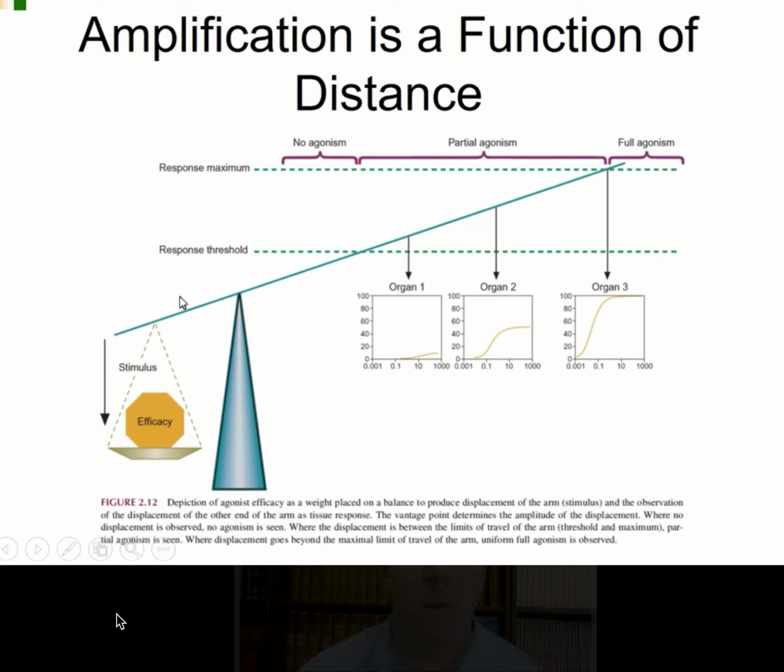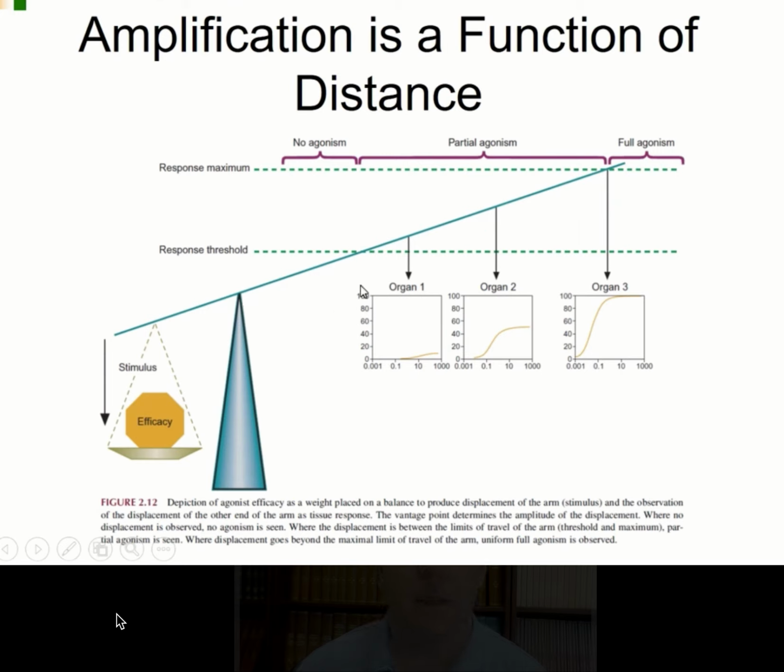So in this situation, we have a plate hanging from one end, and we add an agonist to that plate. And the weight of that agonist is going to be imagined as our efficacy. The more efficacious it is, the more it's going to pull down on the left end of our fulcrum here, which brings our right end higher up. And you can see that the further we get from the fulcrum point, the higher up we get.